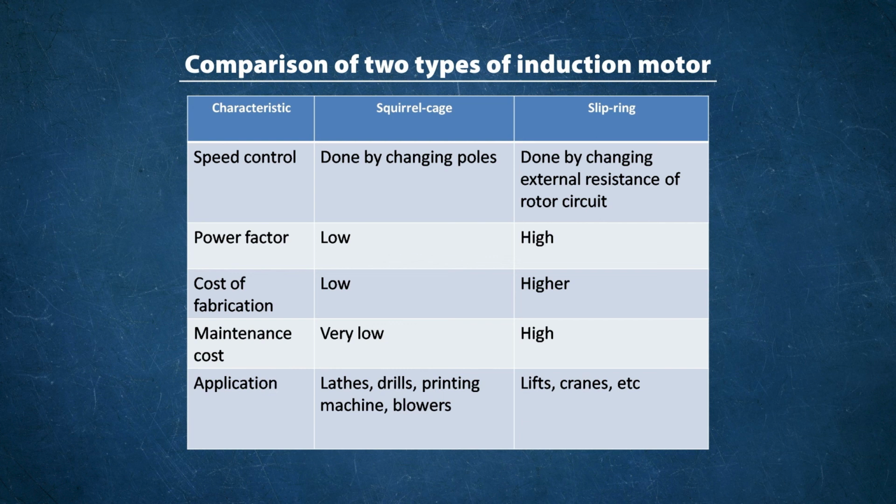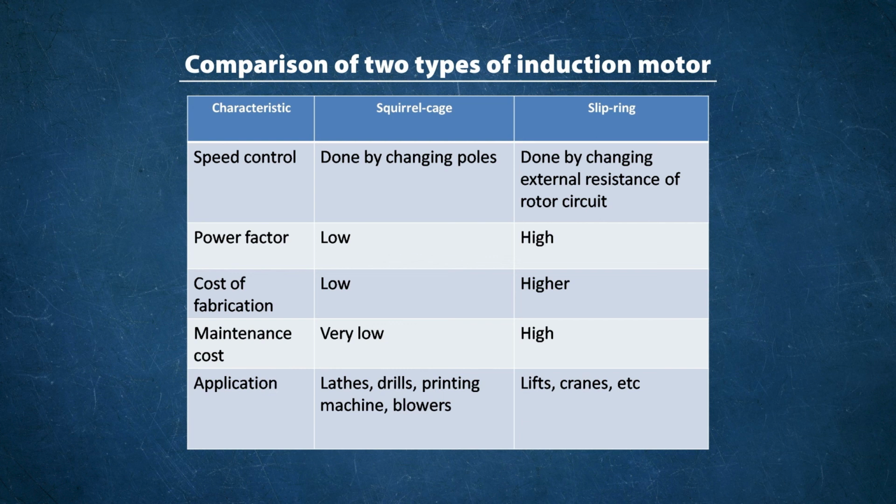Now, another thing is maintenance. So, maintenance of squirrel cage induction motor is low and slip ring motor is high. Why? Because in squirrel cage motor, there is no slip ring, there is no brush. In case of slip ring motor, there are slip rings and brushes, so maintenance becomes high.